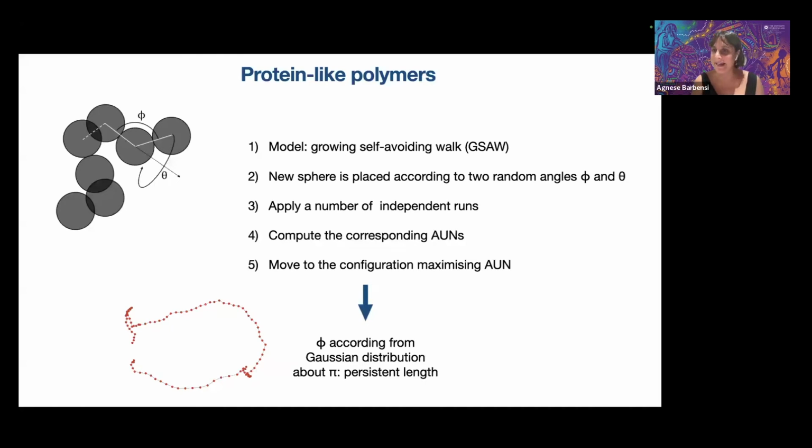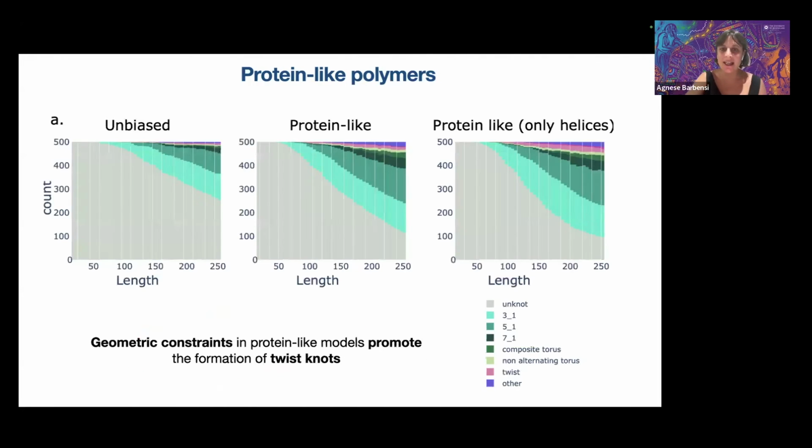And then our next step was to check how these different choices affect the kind of knots you can get, using our optimal knotting pathways. And we were very happy to see that indeed, by adding these protein-like constraints in different ways.